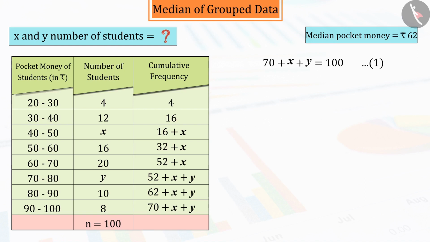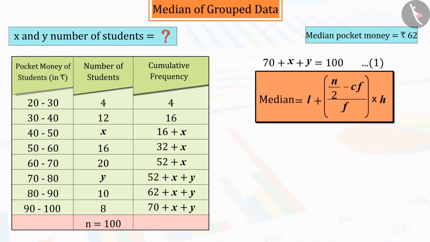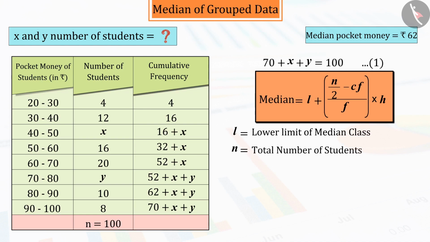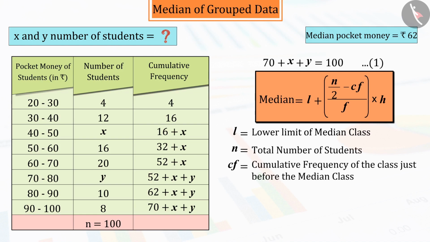If we talk about the median, we can see from the median formula that L, the lower limit of the median class, n, which is the total number of students, CF, the cumulative frequency of the class just before the median class, F, the frequency of the median class, and h, that is the class size, will be required.